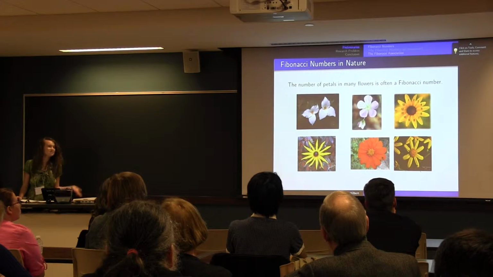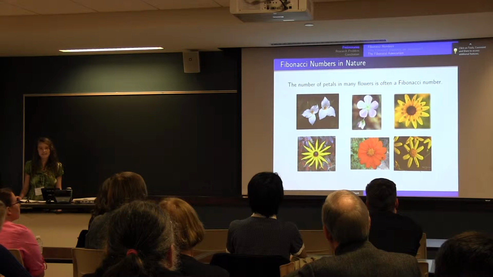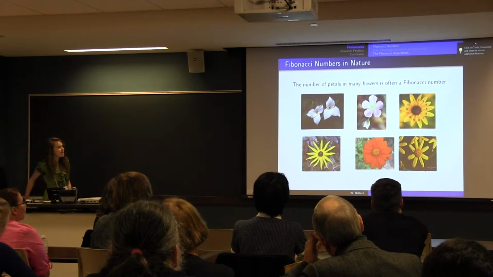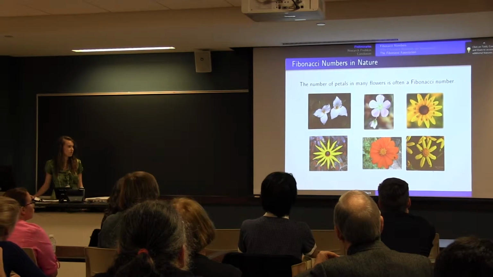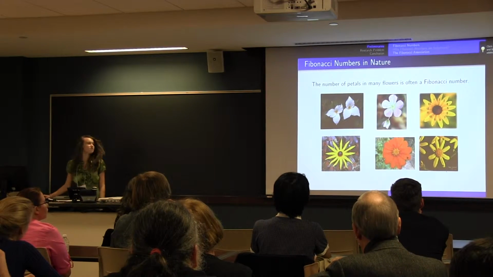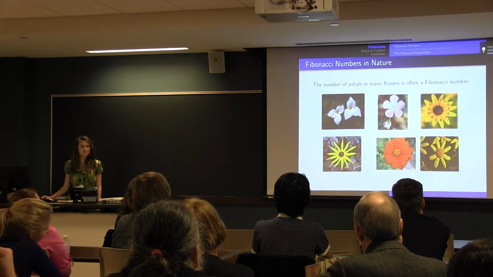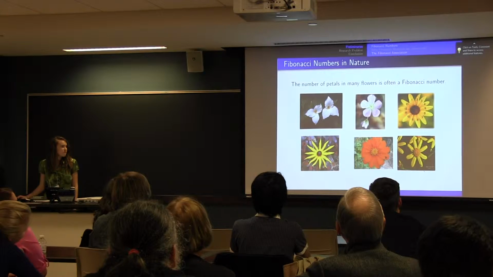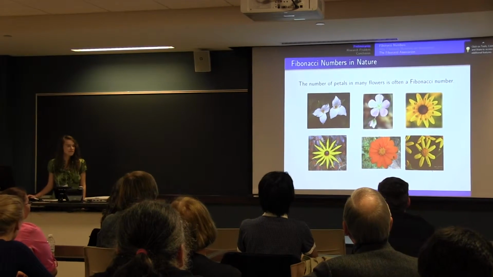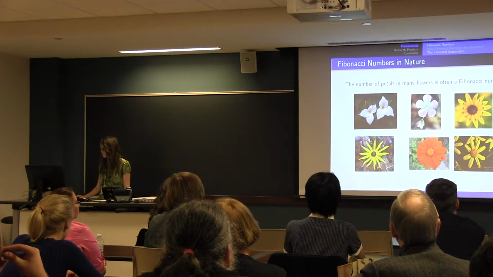So you might be wondering why these are important. Well, they occur in nature. If we look at the number of petals on flowers, the number of petals represents a Fibonacci number. So in the first picture, the number of petals is 3. The next one has 5. The next one has 13, and the last one has 8. 3, 5, 8, and 13 are all numbers in the Fibonacci sequence.